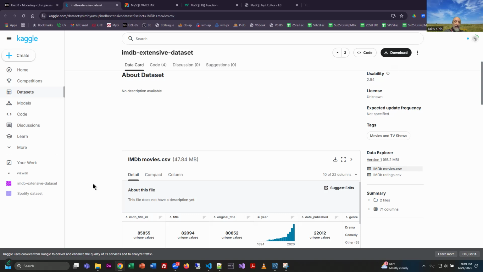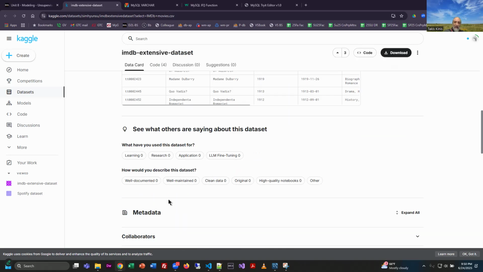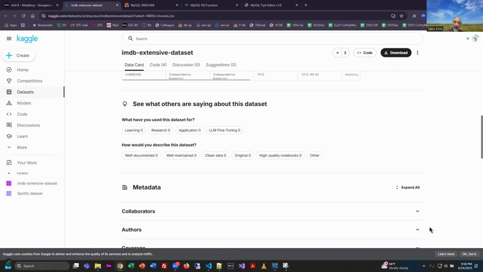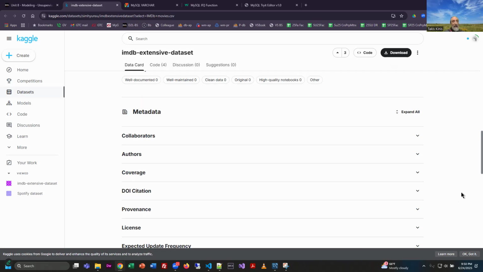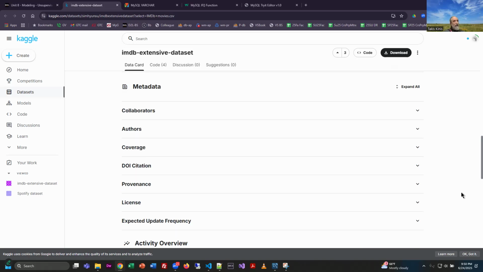All right. The other thing that's interesting is whenever you look at a data set, you can look at the metadata, which means, by the way, metadata is data about data. It's kind of like a dictionary for the data.